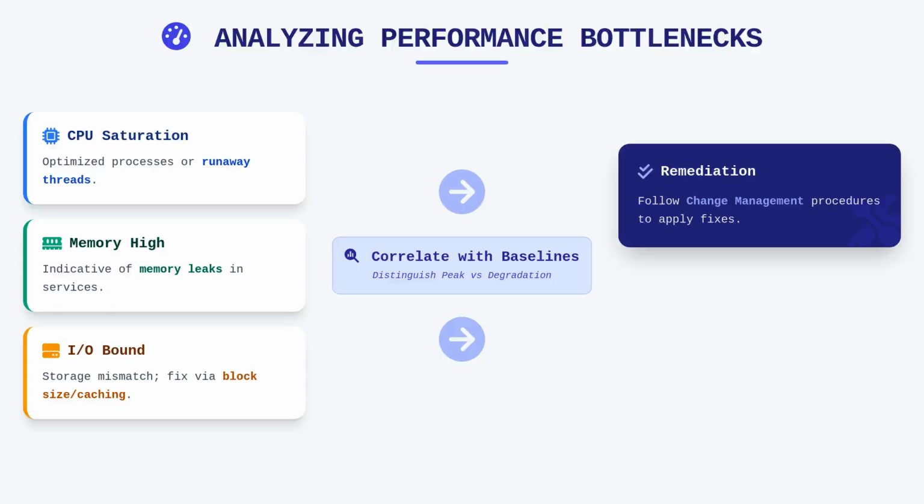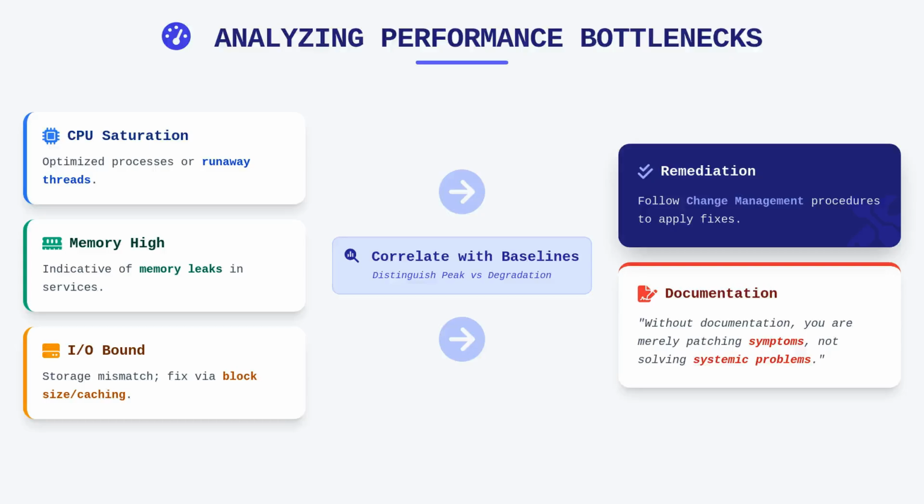Once we identify the bottleneck, we follow our established change management procedures to apply remediation, ensuring we document the impact of the changes for future reference. Without documentation, you are merely patching symptoms rather than solving systemic problems.